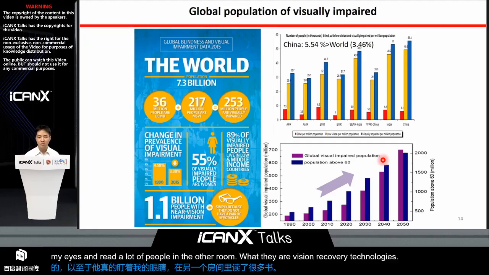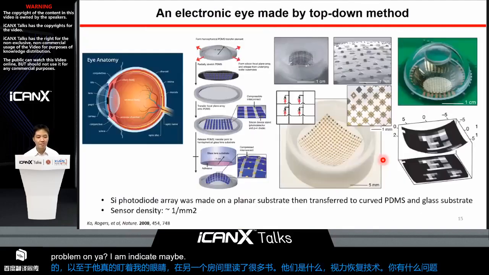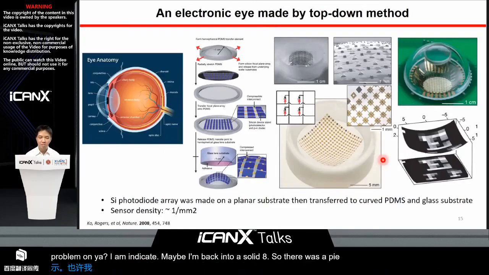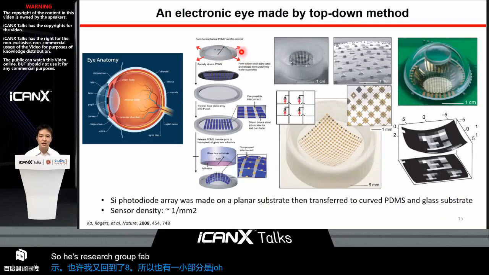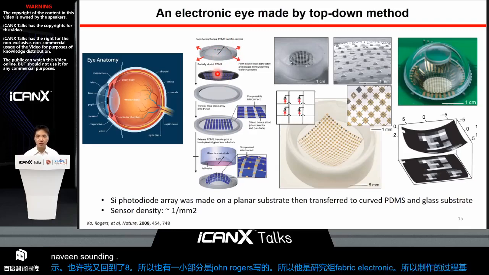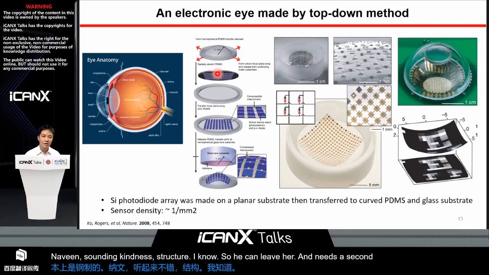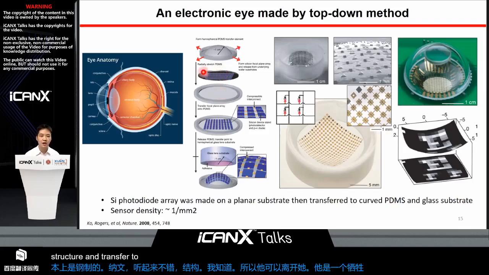So what is the progress on eye mimicking, biomimicking? Back in 2008, there was pioneering work also done by John Rogers. His research group fabricated this electronic eye. The process was basically to fabricate the device on a planar silicon wafer with a sacrificial layer at the bottom. They release the structure and transfer it to the PDMS substrate.